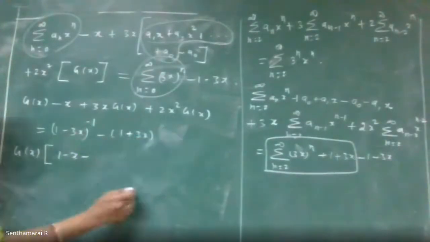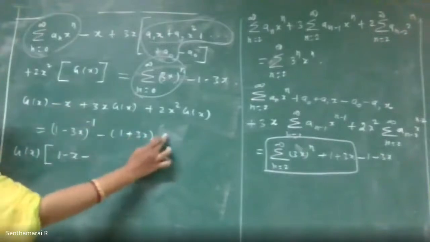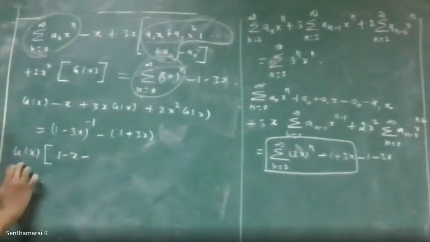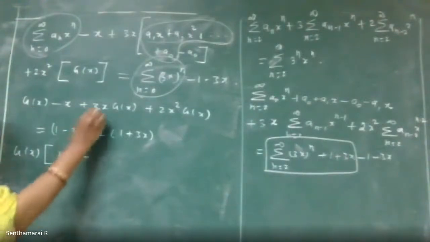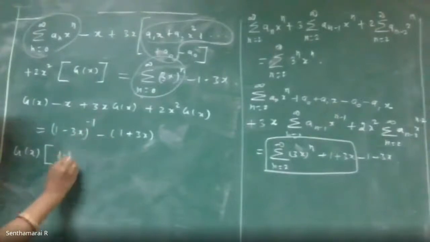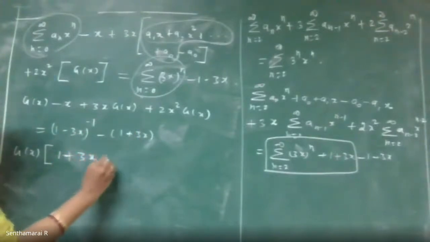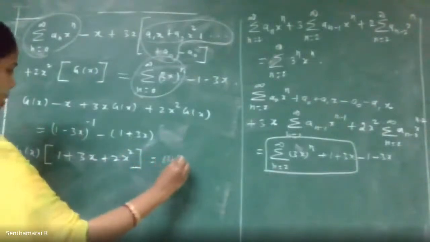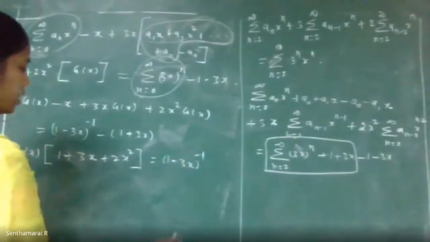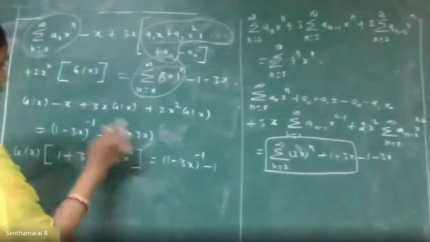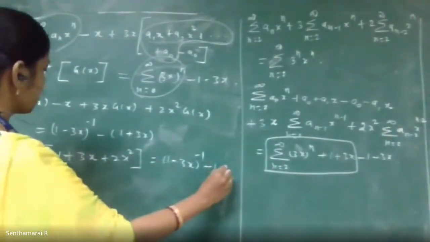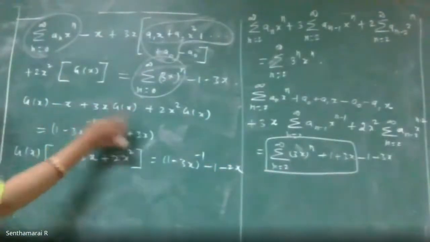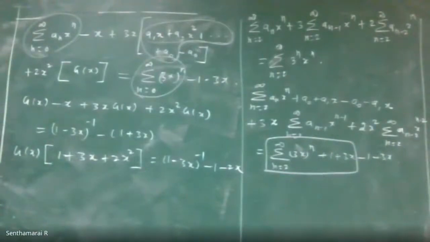Plus x, we have to write it in this step. Otherwise, if you write plus x, we have to cross here itself. Okay. g of x into 1 minus 3x, 1 plus 3x plus 2x squared equal to 1 minus 3x whole power minus 1, minus 1 minus 3x plus x, it will be minus 2x. Minus 3x plus x, minus 2x.